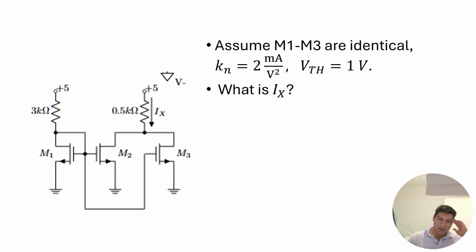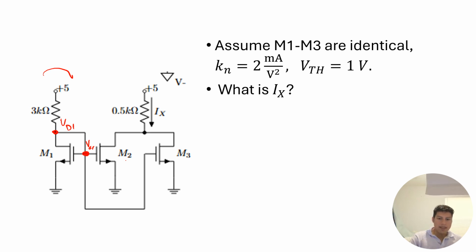All right, so we need to figure out what IX is. Just as a reminder, whenever we have a current mirror, this particular transistor is the one driving the whole circuit. In particular, we know that VD1 will be equal to VG1, which automatically tells us that this transistor is in saturation.